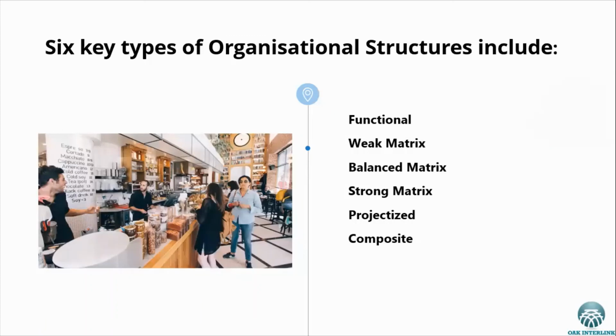So there could be a functional organization, which means they are more operation based. But there could be a weak matrix, which means they are just starting to adopt projects and become project based. They could be balanced, maybe 50% operation, 50% project related. Strong matrix, projectized, and composite. So these are the 6 key types of organizational structure that are out there.